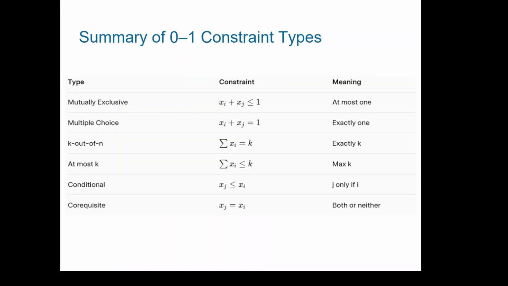So summarizing all these constraints, we have mutually exclusive, that means at most 1, then the multiple choice constraint in which exactly 1, then k out of n, that is exactly k, then the at most k constraint, which has a maximum value of k. And then we have the conditional constraint, that is, j only if i, that is, j depends upon i. Then the correlated constraint, in which xj is equal to xi. Now we are done with the mathematical formulation of this problem. Now we will move to Excel and see how this is actually done.